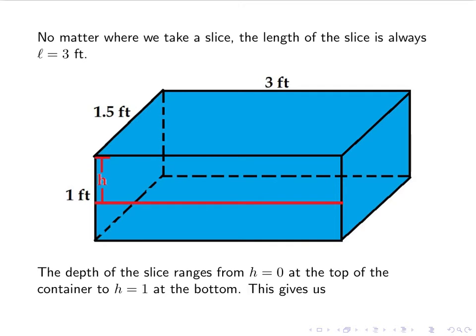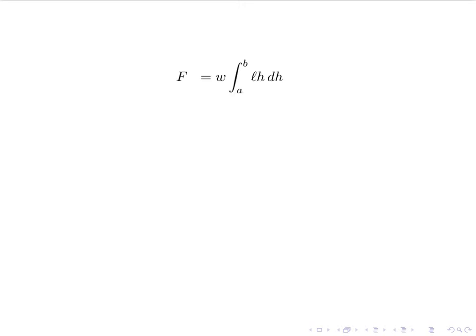The depth of the slice ranges from h equals 0 at the top, so remember it's the depth, and h equals 1 at the bottom. So remember, our formula is dh, so h is our variable. So our bounds, a and b, have to be h values, or the depths. So the depth starts at 0 at the top, and then the deepest part it goes is that 1 foot, because that's the height of our rectangular container. Okay, so we're going to be integrating from 0 to 1. So we have F equals, again, W is 62.4, a to b is 0 to 1, L is 3, and then h dh.